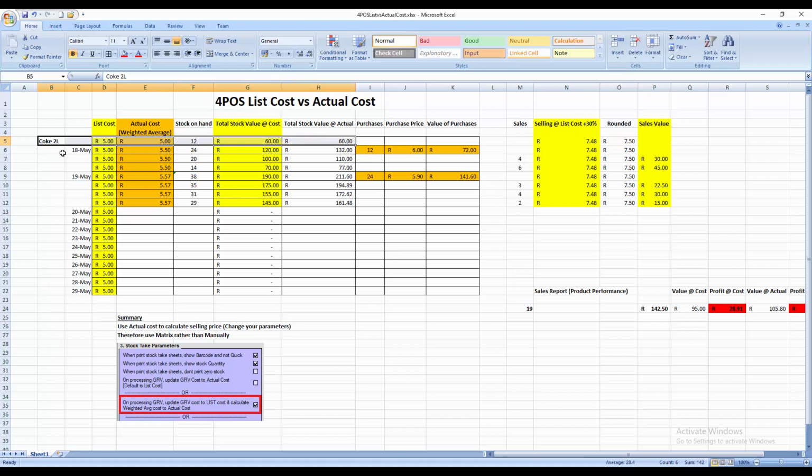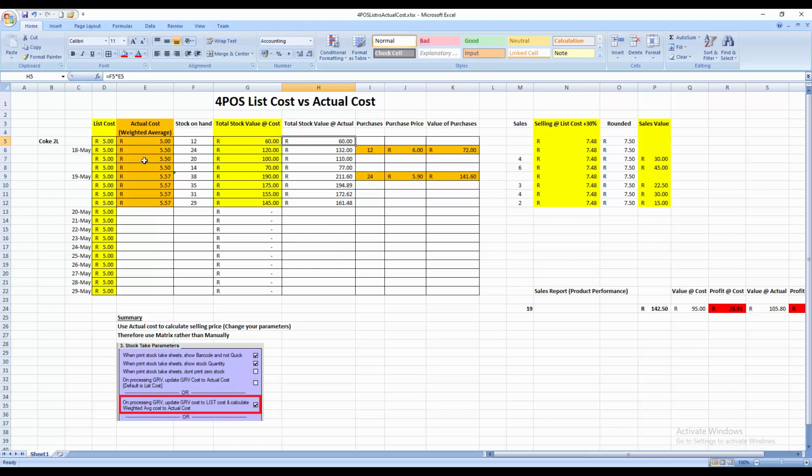Okay, so let's look at this line first of all. What we are saying is when we created the product, we set the Coke 2 liter cost at 5 Rand, and then my actual cost was also 5 Rand, just as an example. I then started off my business, or it so happened that I had 12 items in stock. So the value of my stock at that stage was 60 Rand at list cost. And because I put it in as the actual cost, it also was 60 Rand value at actual cost.